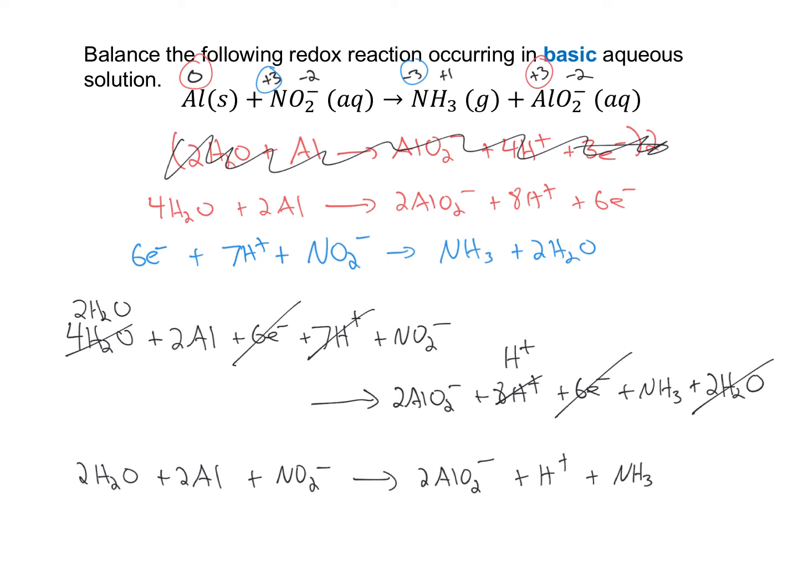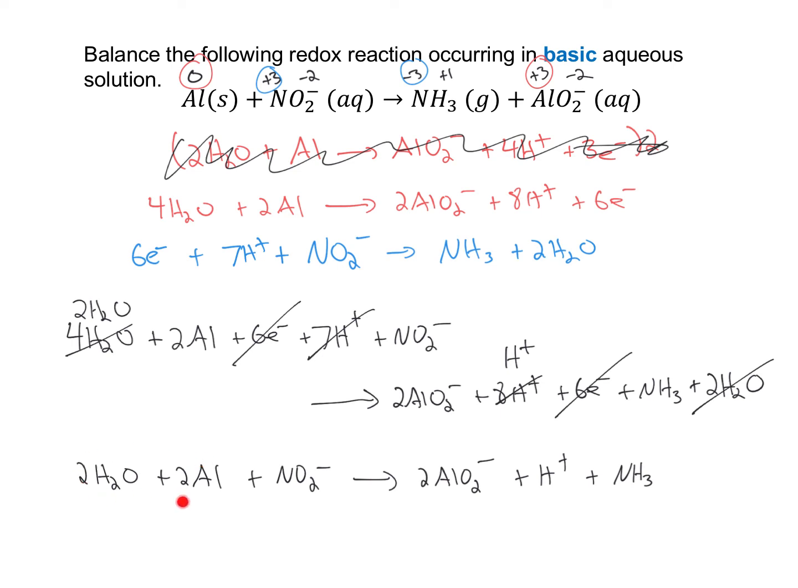Alright, I think we have everything, and so let's make sure it's balanced at this point. I have 4 hydrogens and 3 plus 1, 4 hydrogens. I have 2, 3, 4 oxygens compared to 4 oxygens, 2 aluminums, 2 aluminums, 1 nitrogen, 1 nitrogen. So the atoms are balanced.